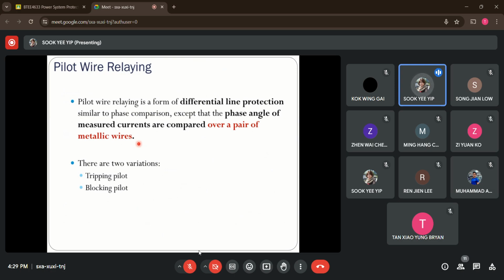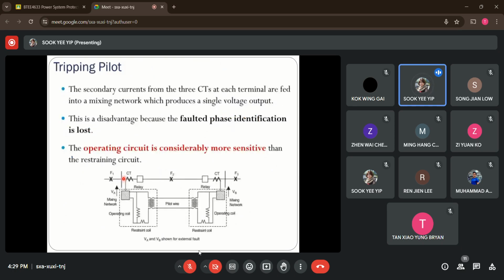So there are two variations of the pilot wire relaying system. One is known as tripping pilot, another one is known as blocking pilot. Let's see what the differences between them are. Here the figure shows the basic arrangement of the tripping pilot wire system. You can see at each terminus of the line that we want to protect, there is a current transformer at each end to measure the current value. This measured current value will feed into the mixing network, and hence a single phase output voltage will be generated.